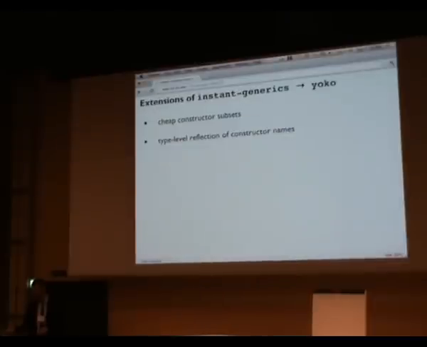Hopefully most of the crowd is familiar with that. So I needed to extend instant generics in order to provide a generic definition of Compost. These are the two concepts that I added to instant generics. I'm only going to talk about the first one.